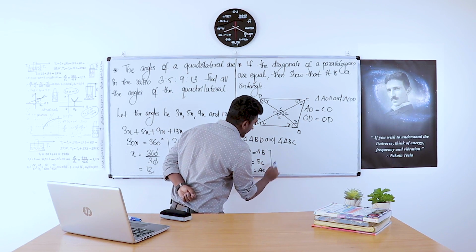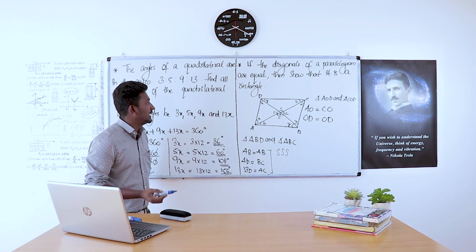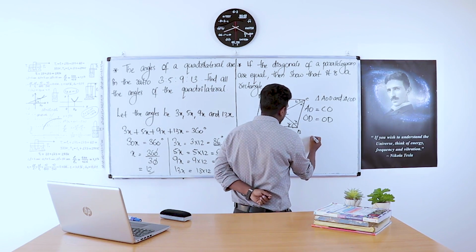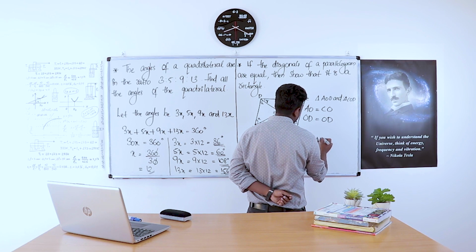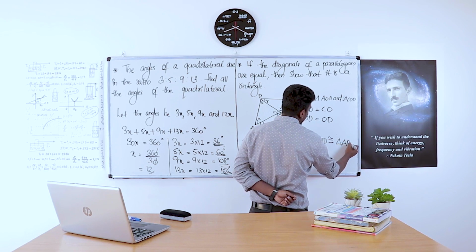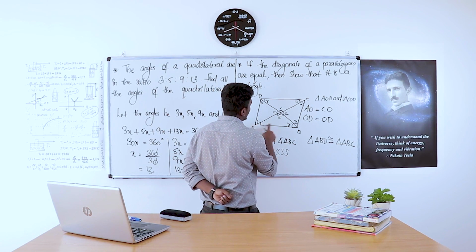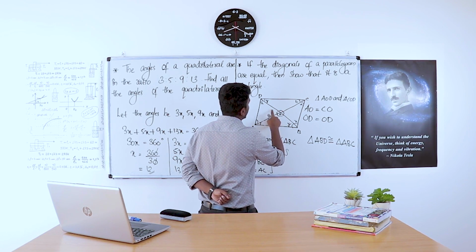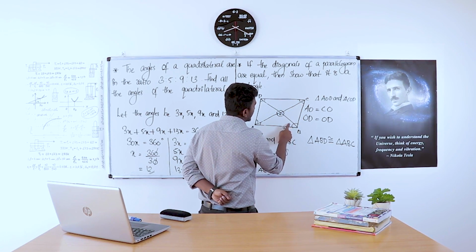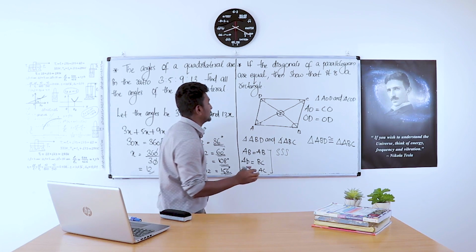Now look, by the SSS congruence rule, triangle ABD and triangle ABC are congruent. Triangle ABD is congruent to triangle ABC. If both triangles are congruent, then by CPCT, corresponding parts are equal. Now I am rubbing these conditions, these are our assumptions. Now we got both triangles congruent. For congruent triangles, corresponding parts are equal.